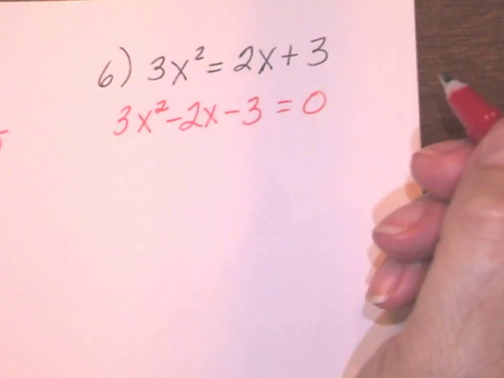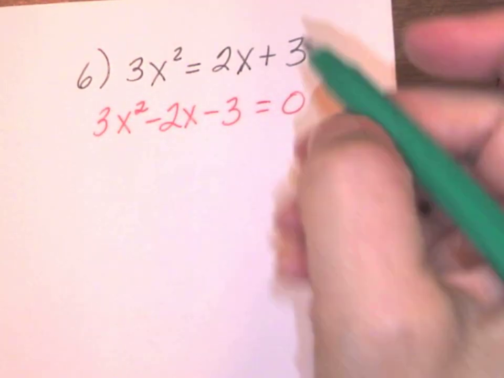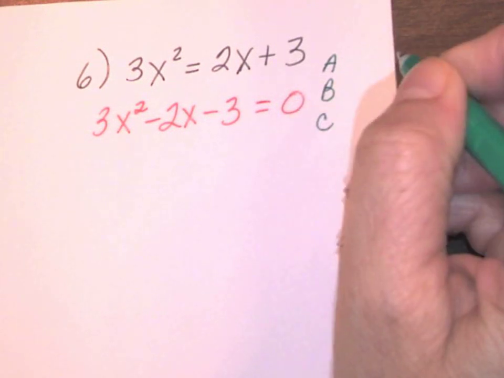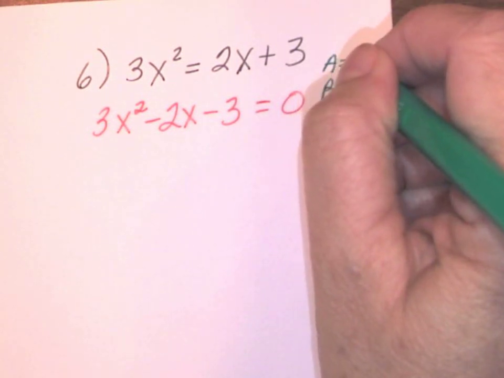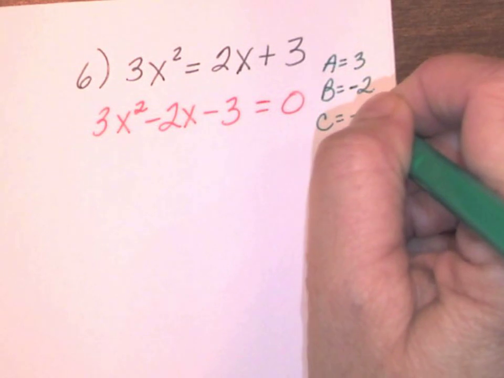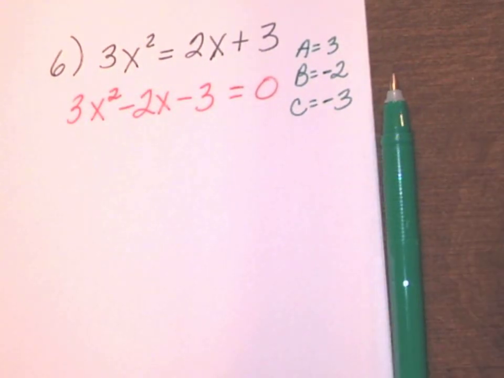This one would not be easily factored, so go ahead and try if you want to, but let's just not waste any time and go straight to quadratic formula. A is 3, B is negative 2, C is negative 3. So let's plug into our formula.